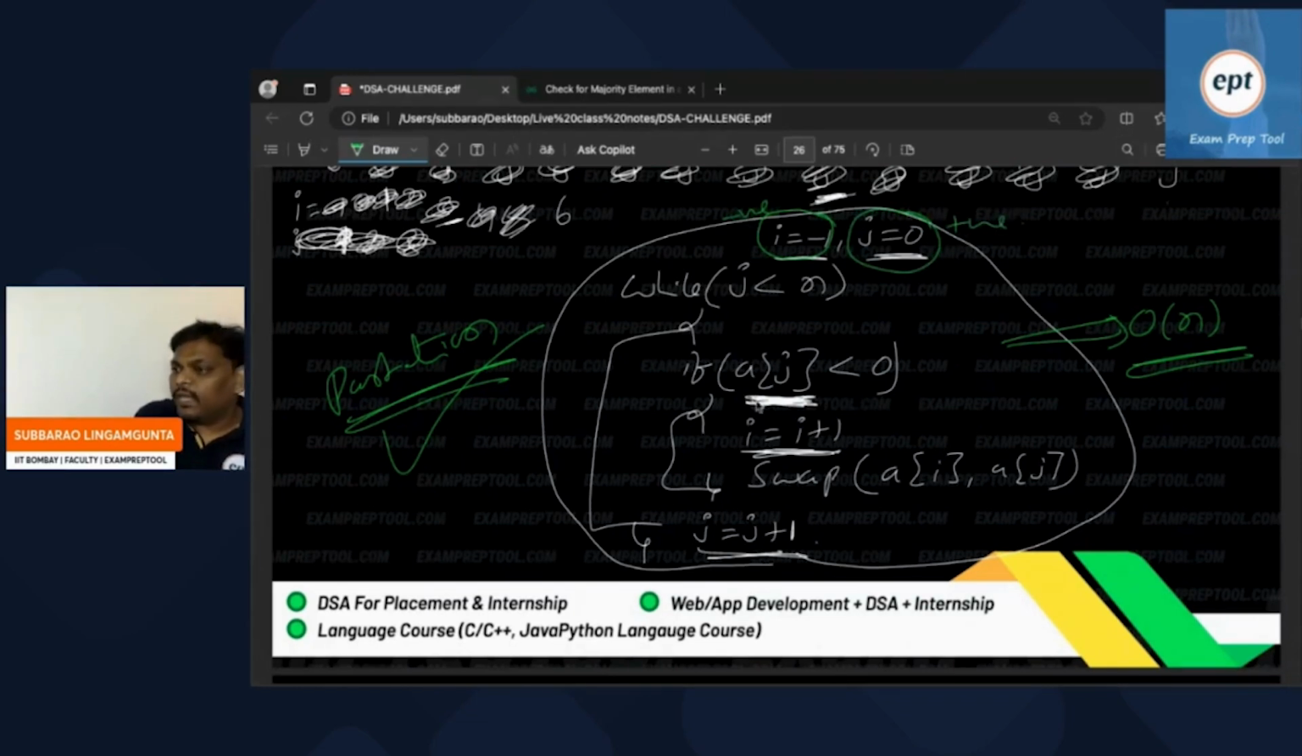Whenever positive, J doesn't have anything, J is equal to J plus one. Whenever negative, then some work is there: I is equal to I plus one, swap A of I, A of J. This algorithm is called the partition algorithm. The purpose is keeping all the negatives on one side, all positives on the other. One loop is required, which is order of n. I hope everyone is comfortable till now. If you are comfortable, all positives one side, all negatives one side, you are done.